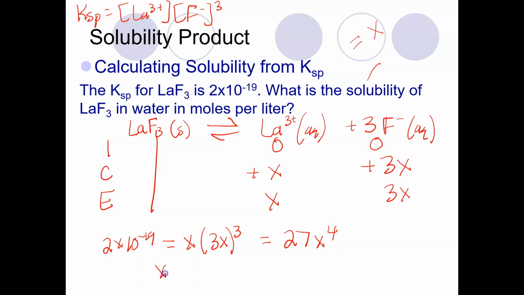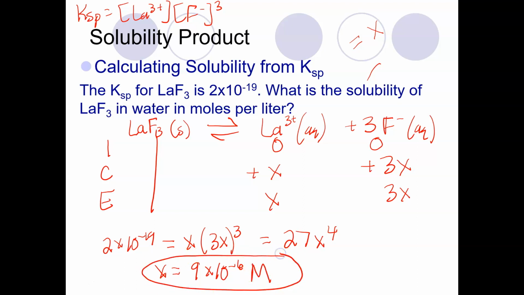So now I just have to do some algebra to solve for X. I'm going to divide both sides by 27, and then take it to the 1/4 power, and when I do that, I really only have one significant figure here because of the Ksp. For X, I got 9 times 10 to the negative 6th. Since X is coming from the ICE table, it's in the unit molarity. So that is the answer to that question. Just the solubility means solve for X. We just solved for X, 9 times 10 to the negative 6th molarity.